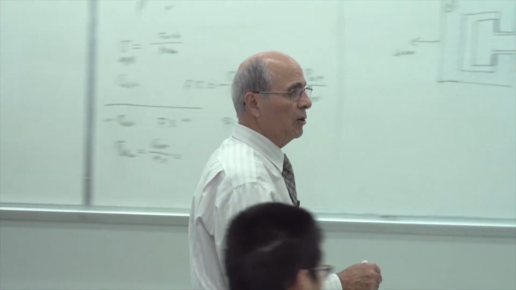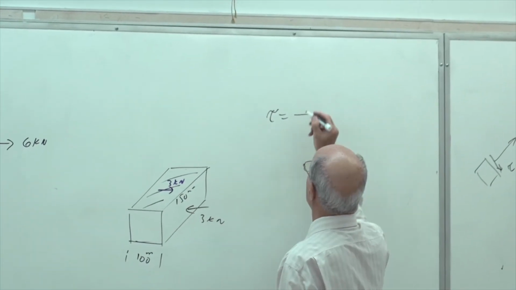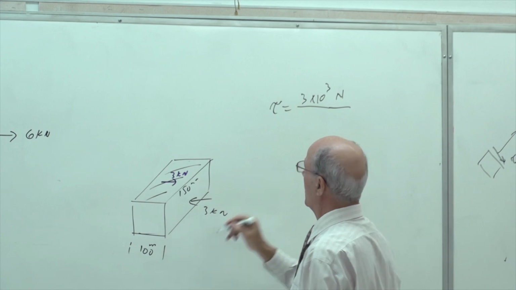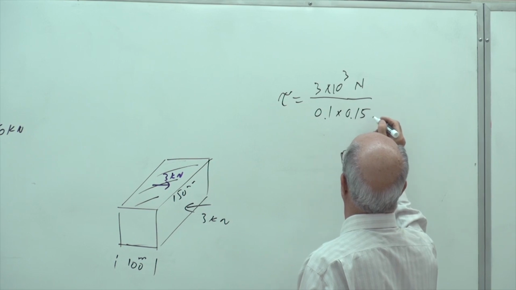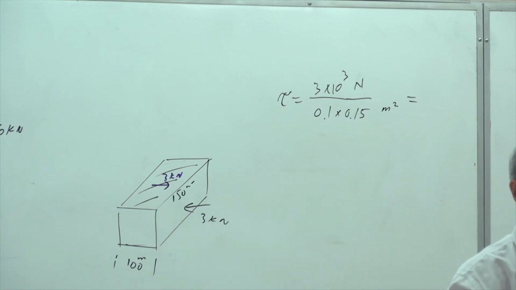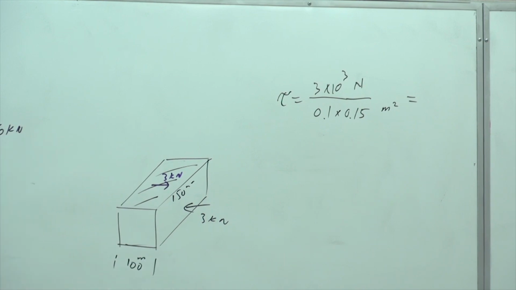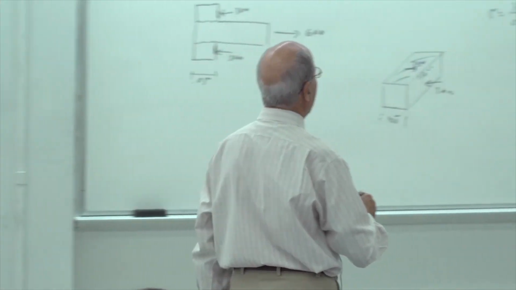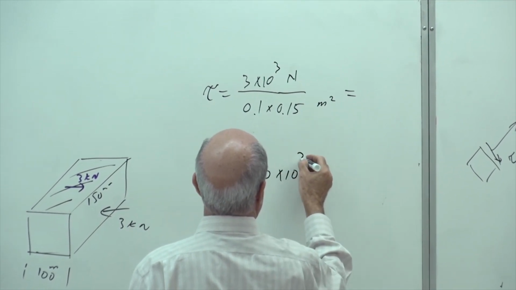So how much is the tau? Tau is force over area. The force was how much? 3, so 3 times 10 to the power of 3 Newton divided by area. Our area is 0.1 meter multiplied by 0.15 meter, so meter square, which ends up in Pascal. Newton over meter square is Pascal, so please always use Pascal. The same, PSI is pound per inch square. Therefore tau becomes equal to 200 times 10 to the power of 3 Pascal.